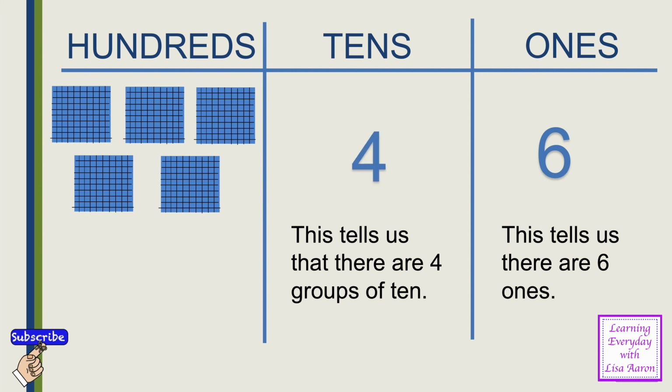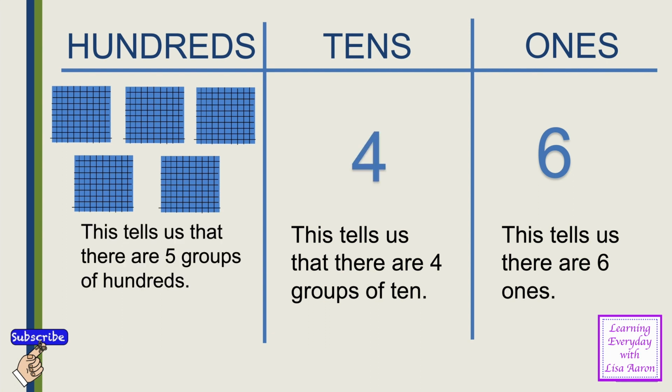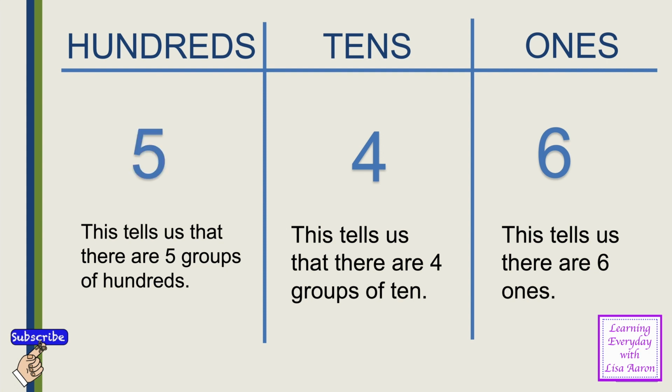How many groups of hundreds do you see? This tells us there are 5 groups of hundreds. The number we see is 546.